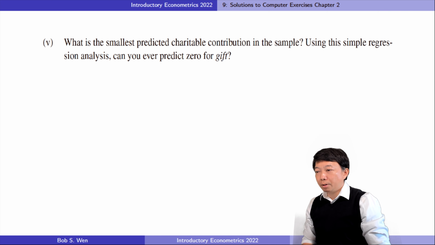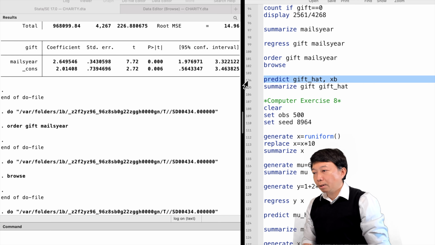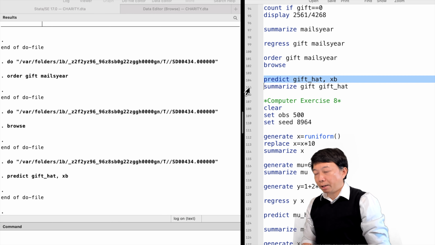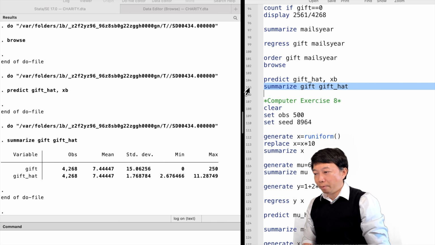We use the command predict for the fifth question to obtain the predicted values of the gift. Then I summarize the predicted values along with the actual values of the gift. The range of the predicted values is much smaller than the range of the actual values. The smallest predicted charitable contribution in the sample is 2.68 guilders. We could not predict zero using the simple regression model.